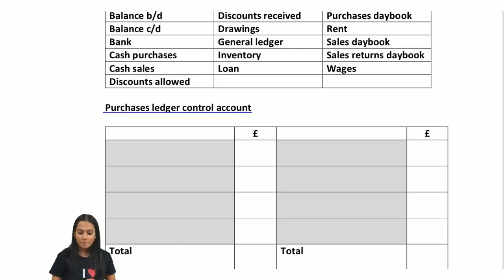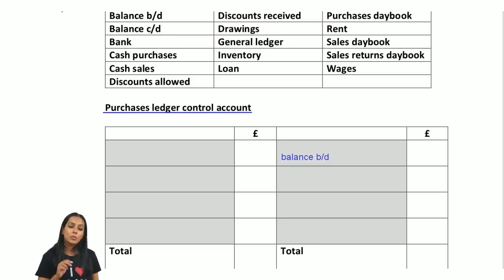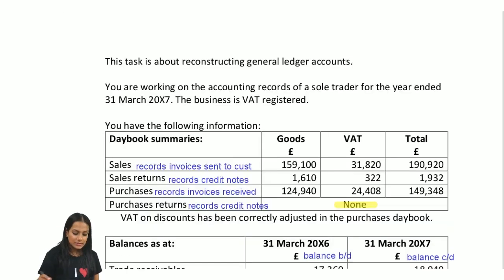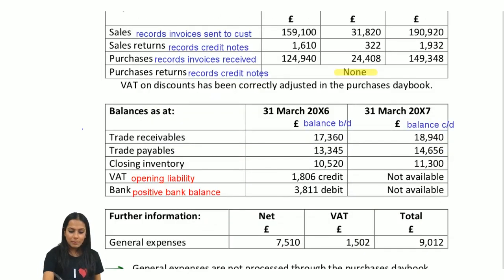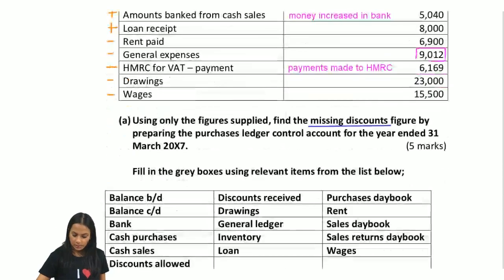Okay, so we start off with the credit side, which will show our balance brought down. The balance brought down is the amounts that we owe a supplier at the start of the period. And the examiner has given us the amounts for balance brought down, and this is to be 13,354. So trade payables, the amounts that we owe at the start of the period is 13,354, and this is your balance brought down.